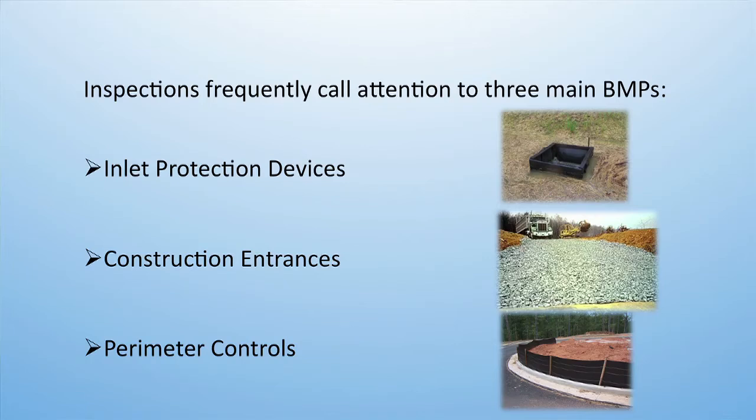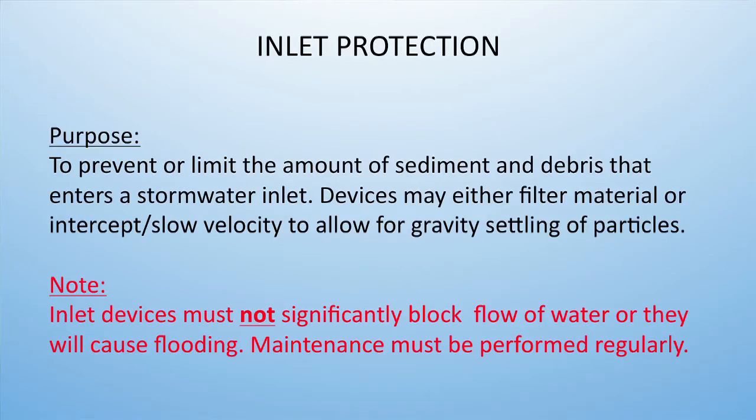So, most often your SWIP inspectors are looking at these categories: inlet protection devices, construction entrances, perimeters. There's always a definition of something. An inlet protection device is designed to limit or manage the amount of sediment and debris that might be entering a stormwater drainage system. Devices may either filter the material directly, or they may interrupt the flow and allow gravity to drop out the heavier particles like sand, or they may be some combination of both. Inlet devices must not significantly block the flow of water, or they will cause ponding on a road, which could lead to a flooding issue. You need to look at that.